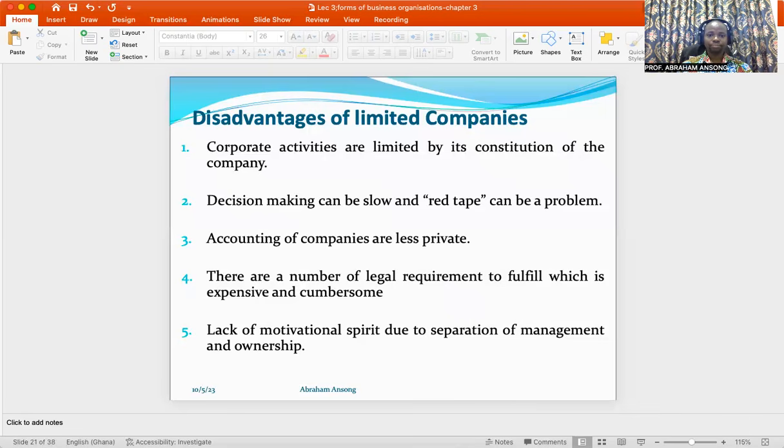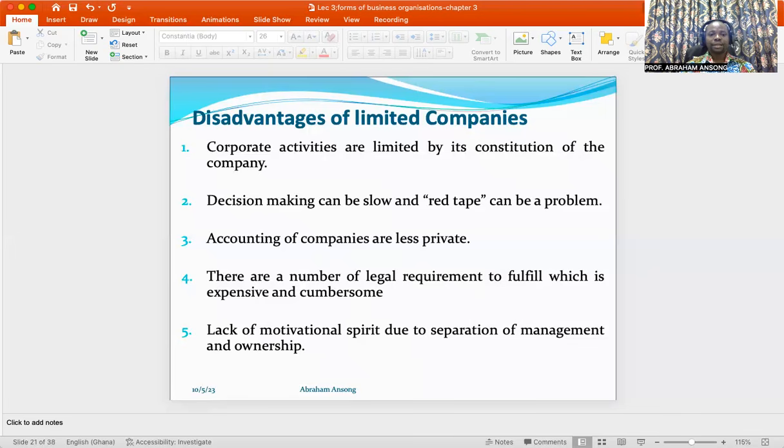All right. Accounts of companies are less private. If it is a public company especially, they are supposed to publish their accounts. The accounts must be audited. They must be published for the general public. So there is no privacy really when it comes to companies. There are a number of legal requirements to fulfill, which is expensive and cumbersome, right? So it is not as easy as a partnership or sole proprietorship.